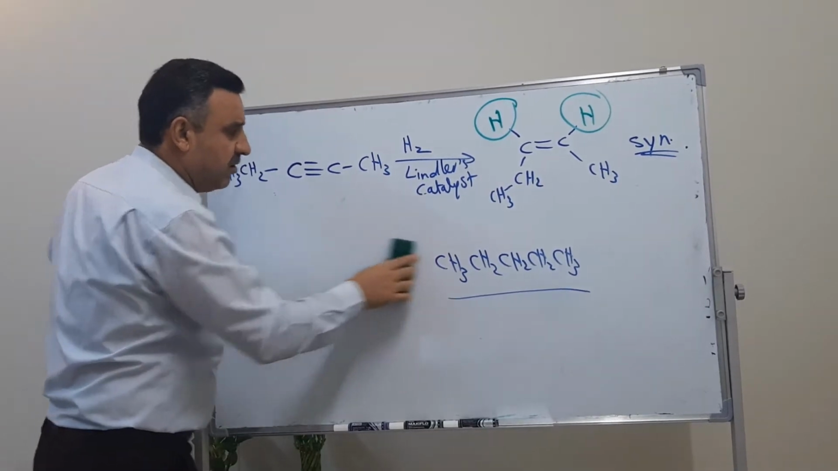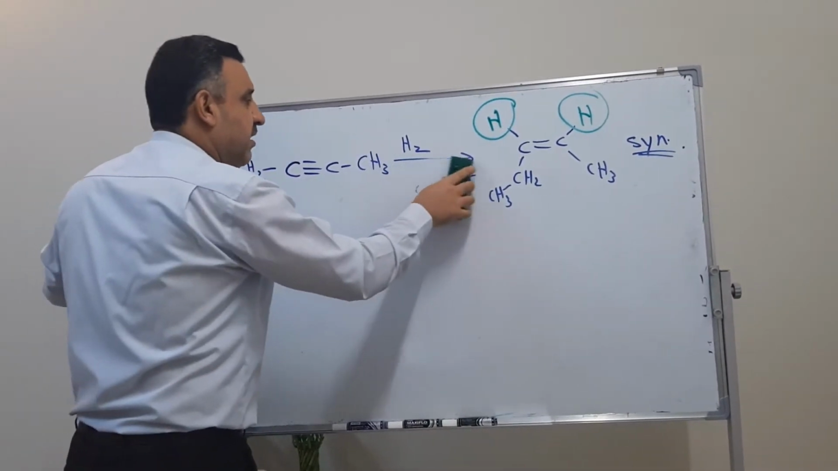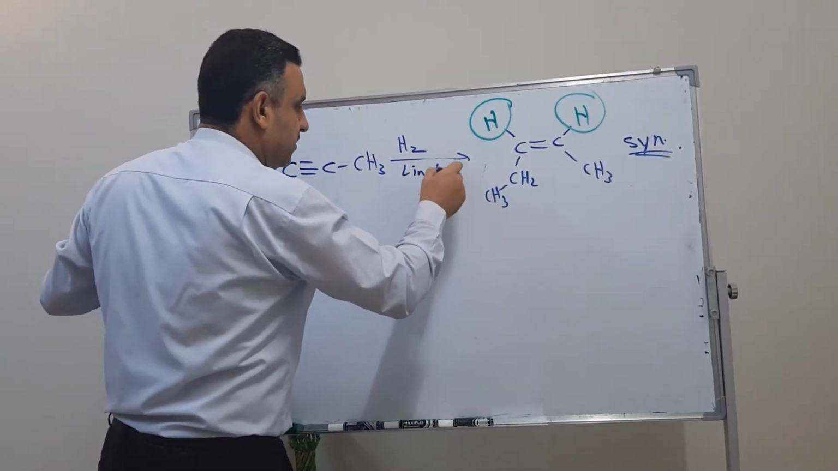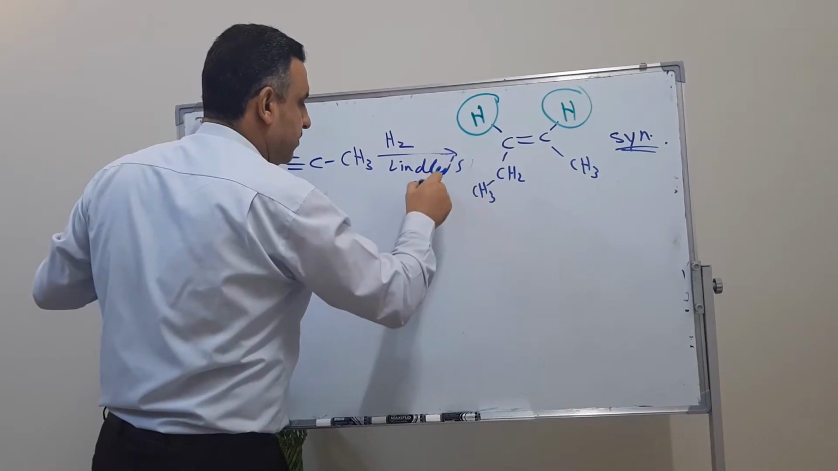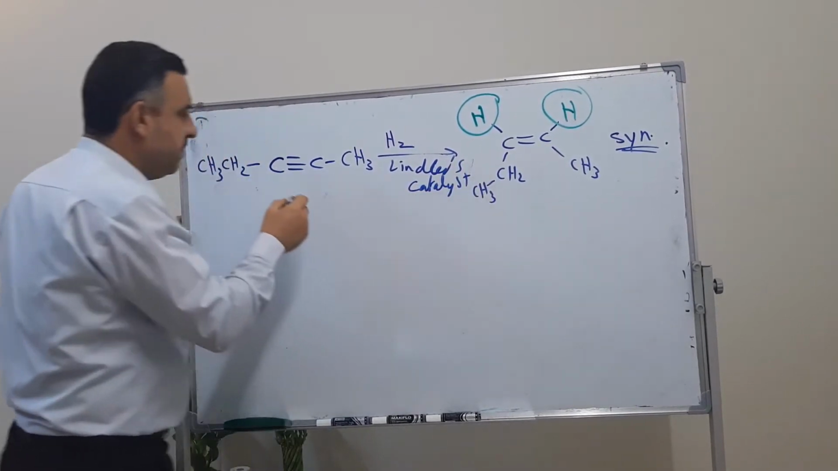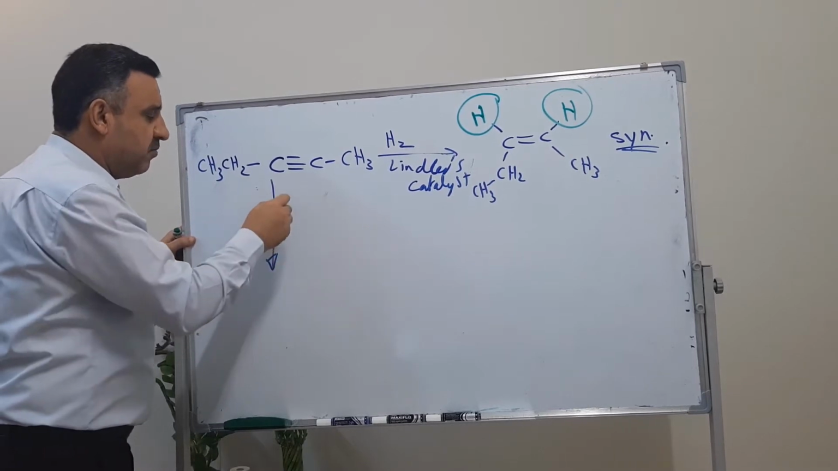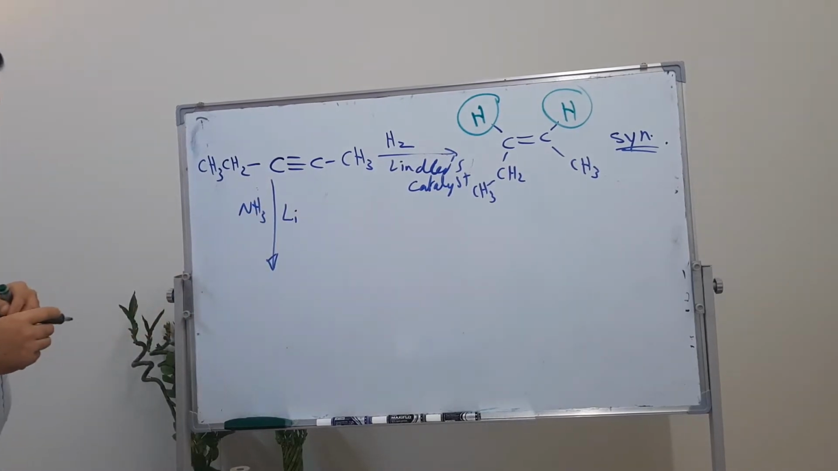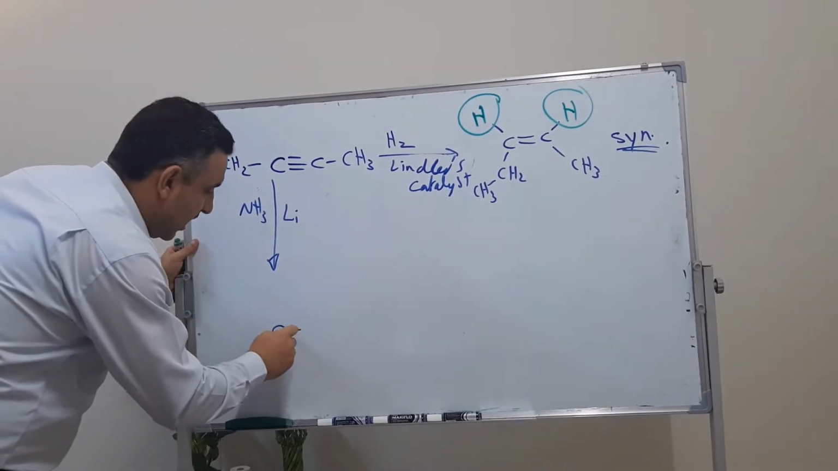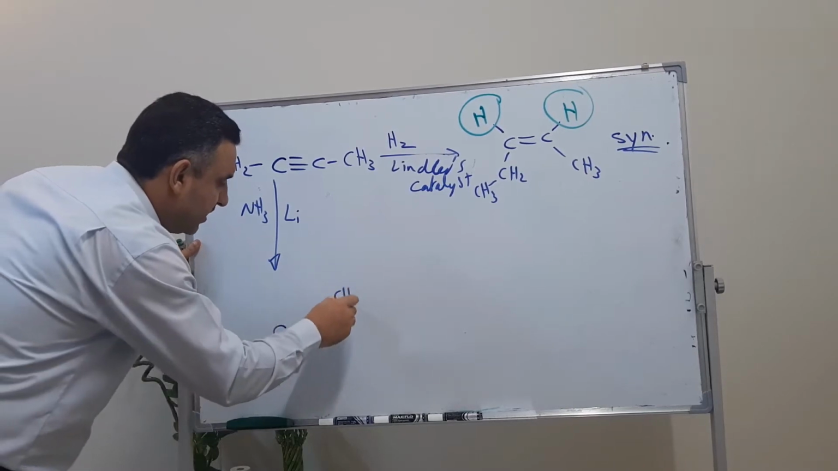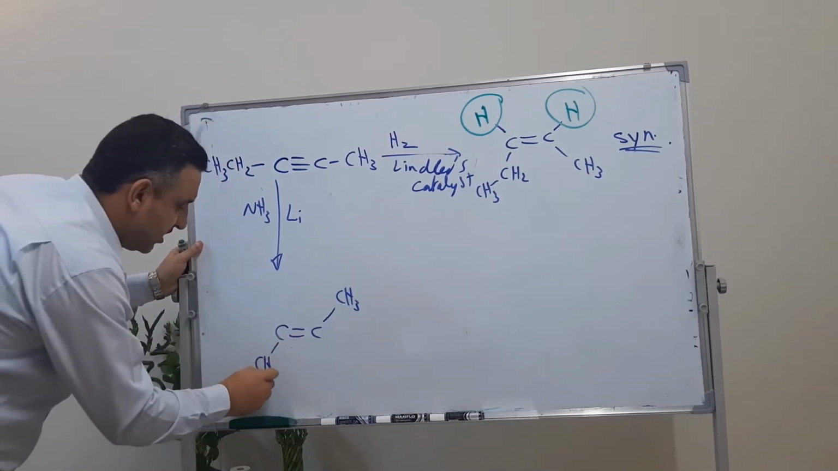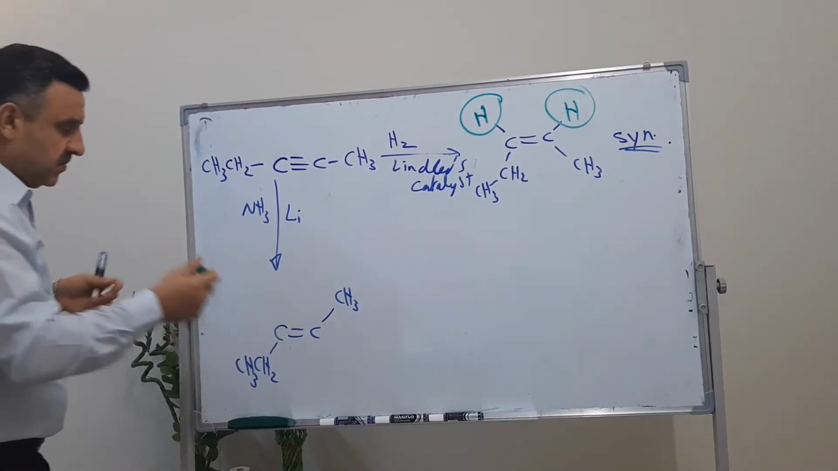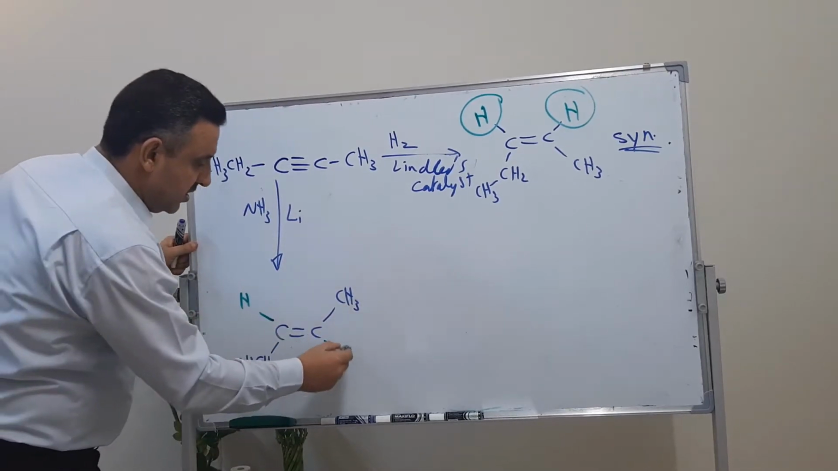Now, today we are going to introduce a new reaction. Now, instead of, I'll just keep the Lindlar catalyst. If we allow the same reactant to react now with lithium in liquid ammonia, what we are going to get is an alkene at the same time, but with different stereochemistry.